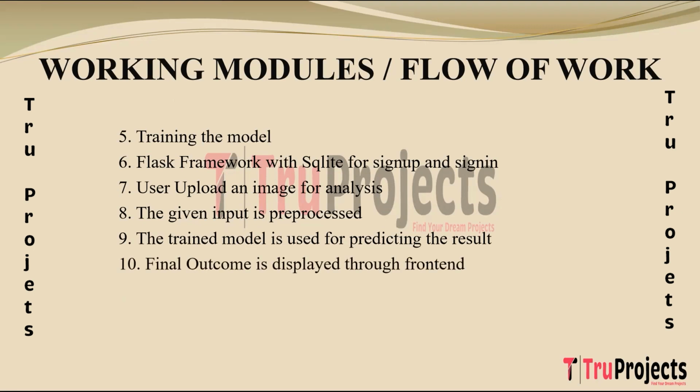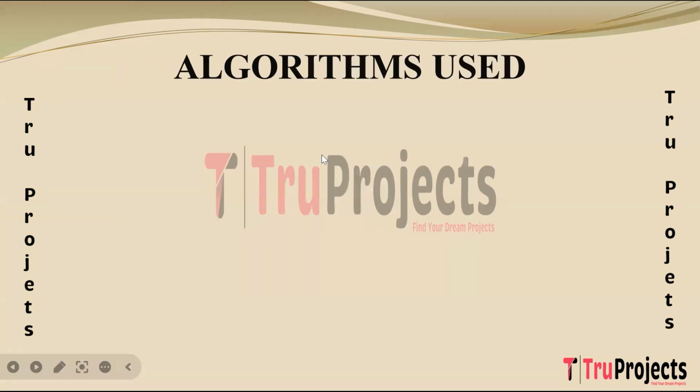Final outcome is displayed through front end. The results of predictions generated by the model are presented to the user through the application's front end. This display includes visual overlays on the input image, highlighting regions identified as indicative of knee osteoarthritis. Users can view the outcome, enhancing their understanding of the model's prediction and aiding in decision making regarding further medical examinations or interventions. Algorithms used to implement this project, we have utilized the following algorithms.